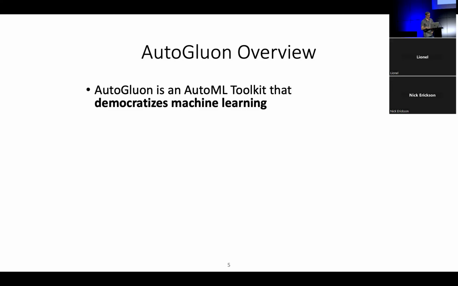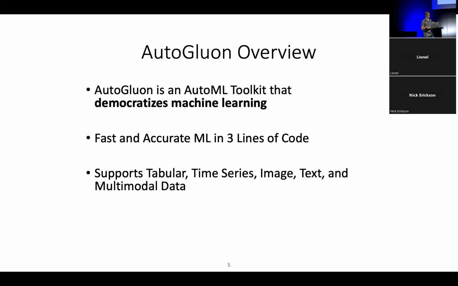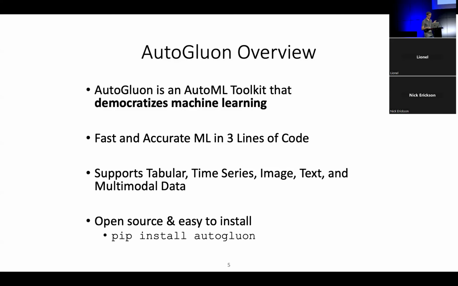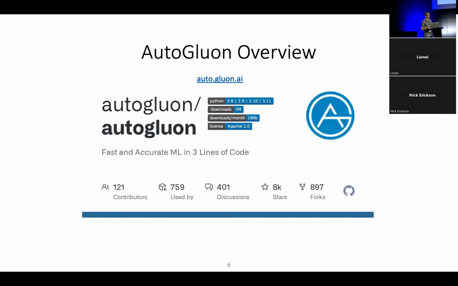So AutoGluon is an AutoML toolkit that democratizes machine learning. It is fully open source, Apache 2 licensed. It focuses on fast and accurate machine learning in 3 lines of code. It supports tabular, time series, image, text, and multimodal data, and it's open source and easy to install. Just pip install AutoGluon. And again, you can find us on GitHub, AutoGluon/AutoGluon. We have over 5 million downloads and over 8,000 GitHub stars.